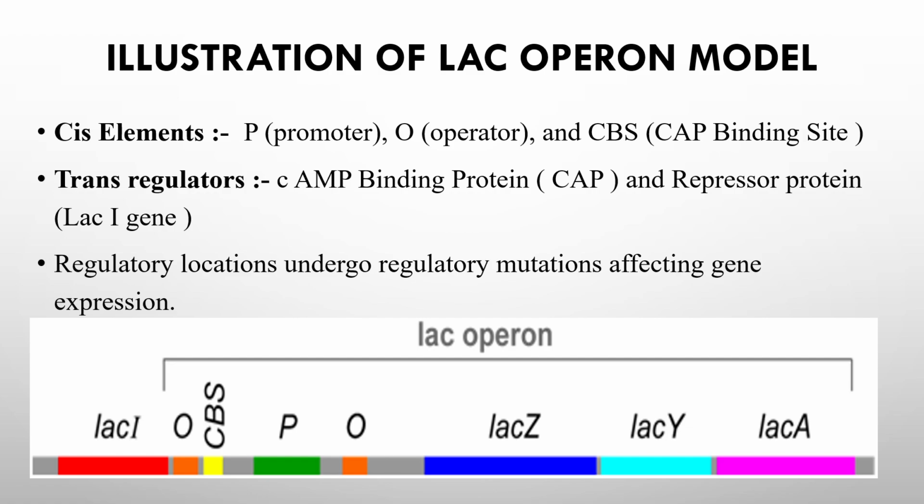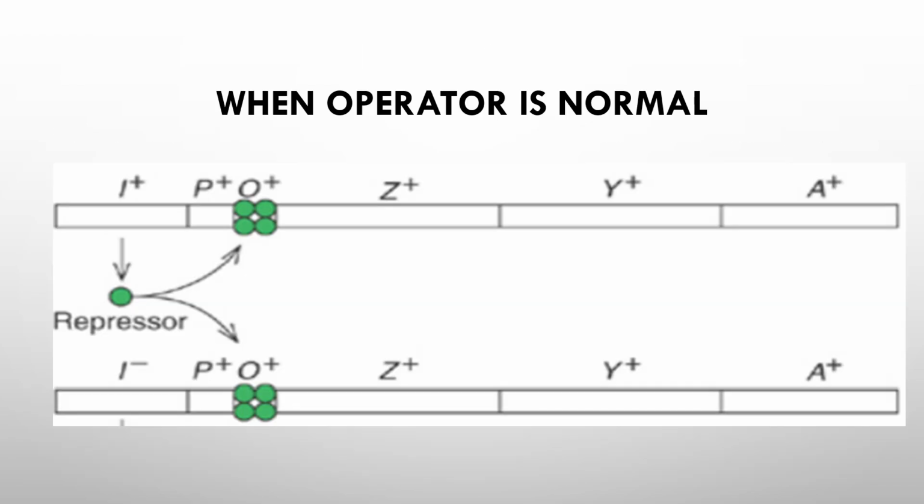So in lac operon, the basic information is that cis elements are promoter, operator, and the CAP binding site, and the transregulators are cyclic AMP binding protein and the repressor protein. The very basic phenomenon which we understand here is that lac I gene produces the repressor protein which binds the operator and in turn doesn't allow the binding of the RNA polymerase at the promoter, and thus stops the transcription, whereas the catabolite activator protein binds to the CBS or the CAP binding site and thus enhances the transcription.